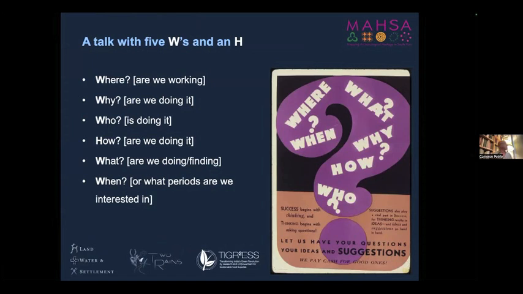And I quite like this particular image because it actually says success begins with thinking and thinking begins with asking questions. This is actually propaganda from the Second World War, but it outlines all of these different terms that are very common when we think about and ask questions. So hopefully by the end of the talk, I will have addressed the where, why, who, how, what, and when of the MASA project and all of the mapping that we're actually engaging in.